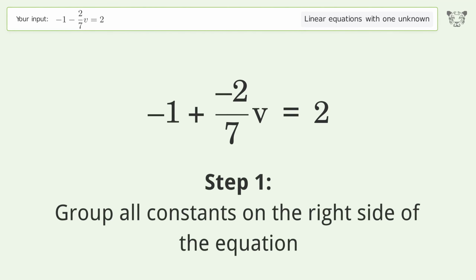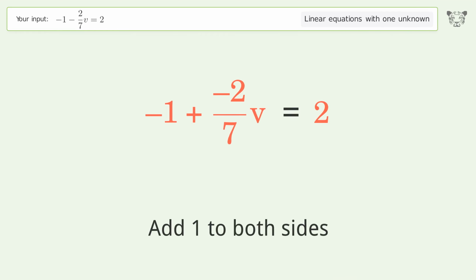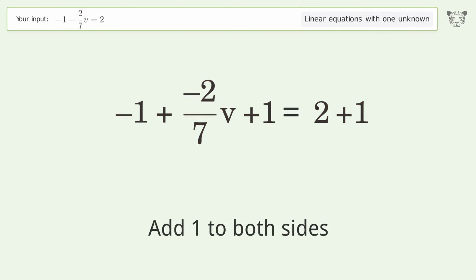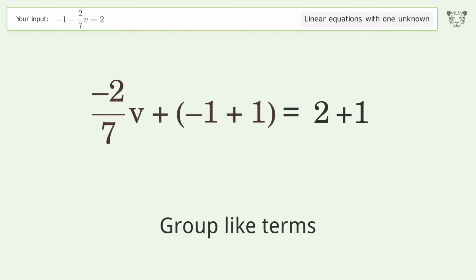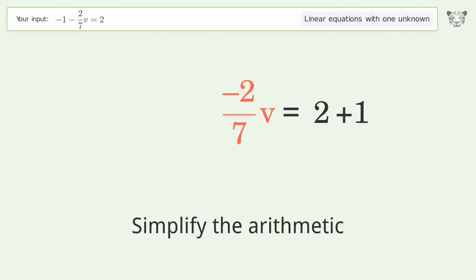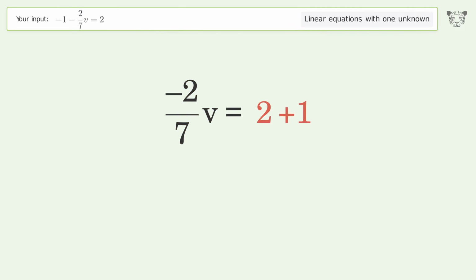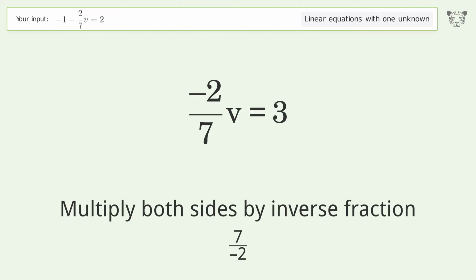Group all constants on the right side of the equation. Add 1 to both sides. Group like terms. Simplify the arithmetic. Isolate the v. Multiply both sides by inverse fraction 7/2.